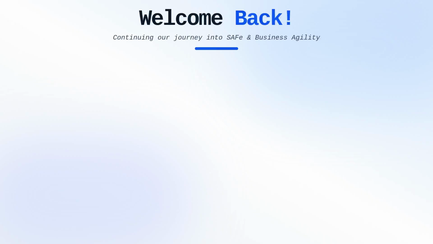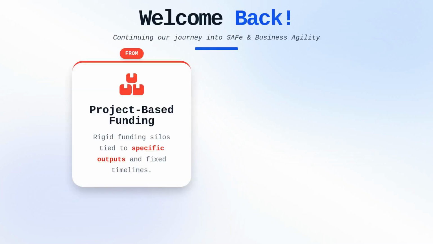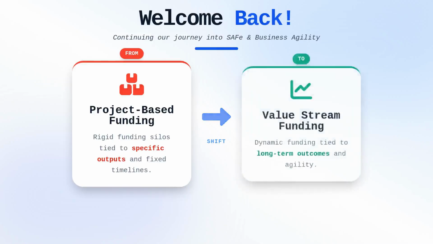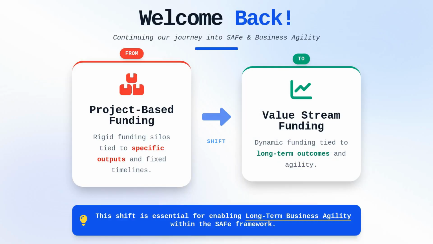Welcome back. In this lesson, we will examine the shift from project-based funding to value stream funding, which is essential for understanding how SAFe enables long-term business agility.